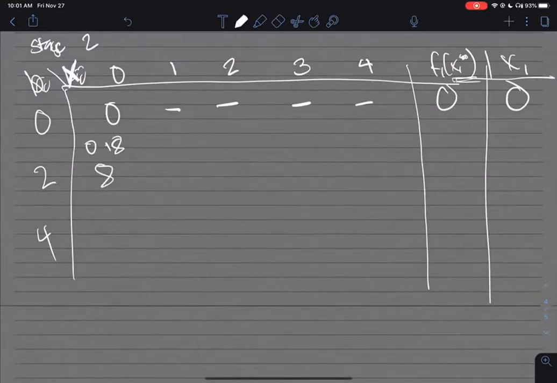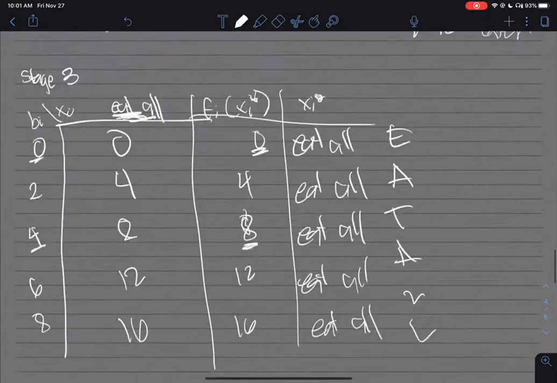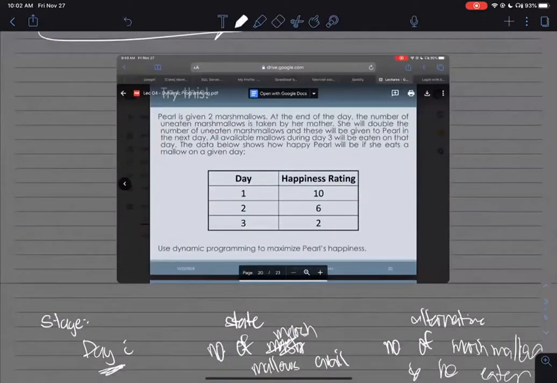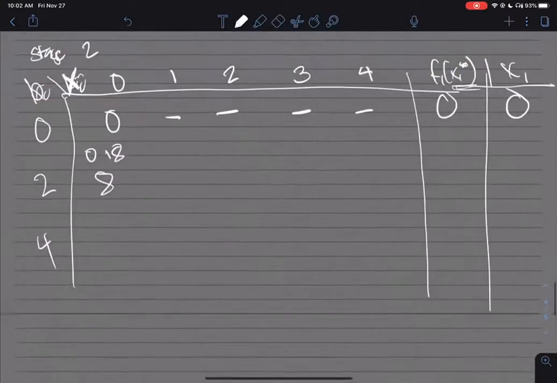Okay. Jasmine, can you continue? Help me, please. If I have 2 marshmallows and decide to eat 1, what will be my happiness rating for day 2? Just a given if you know. Wait, sir. Nako-confuse po ako. Okay, go ahead.